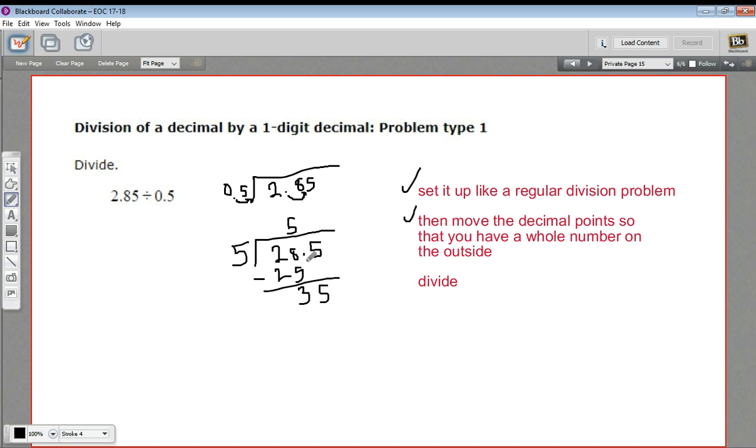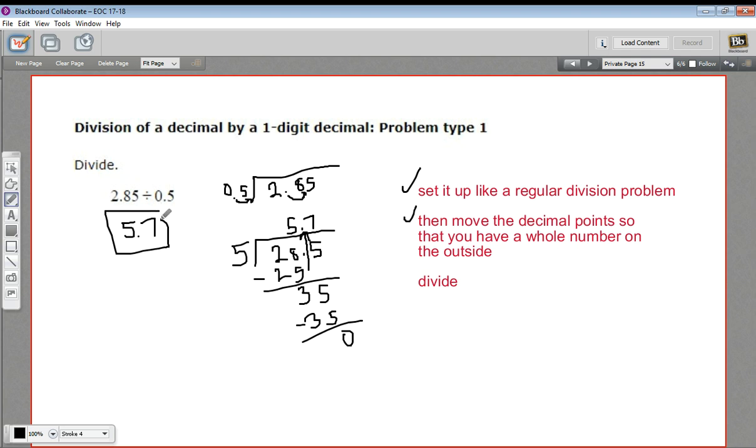I'm not going to worry about this decimal point right now. I'm going to worry about it at the end. So I've got 35. So how many 5s go into 35? Well, that would be 7. So 7 times 5 is 35. I subtract again. I've got a remainder of 0. Great. Now I put my decimal point in the same location. So this column right here is where we put our decimal point, between the 5 and the 7. So the answer to this one is 5.7.